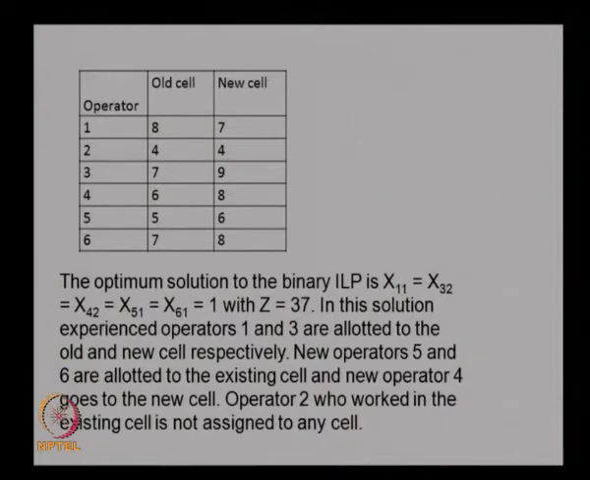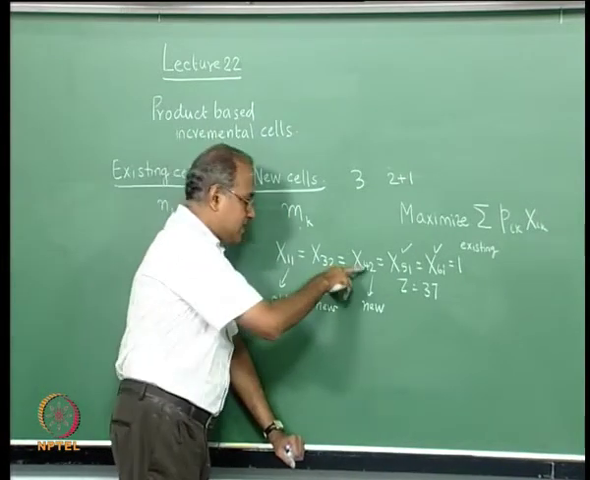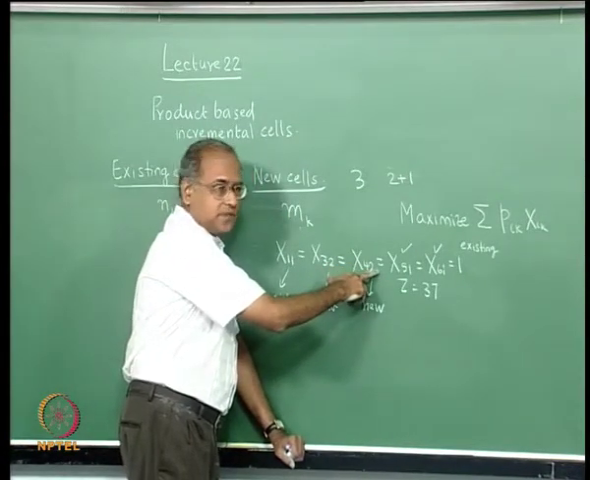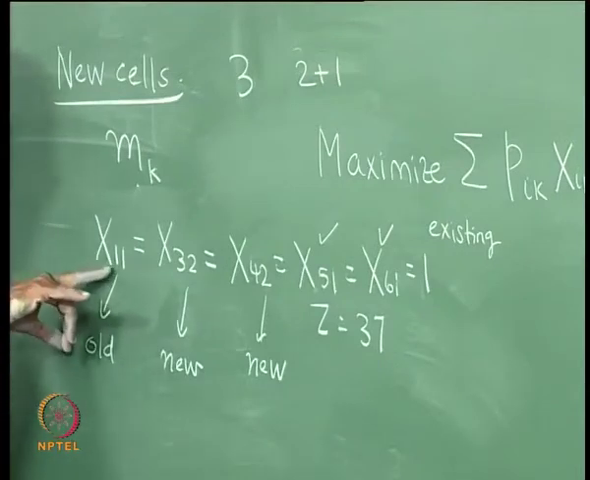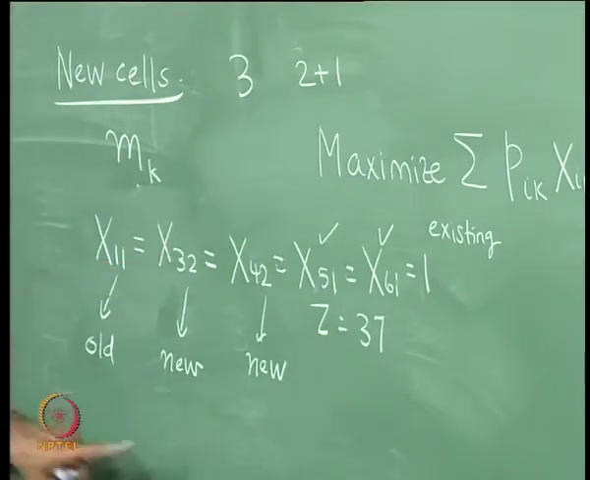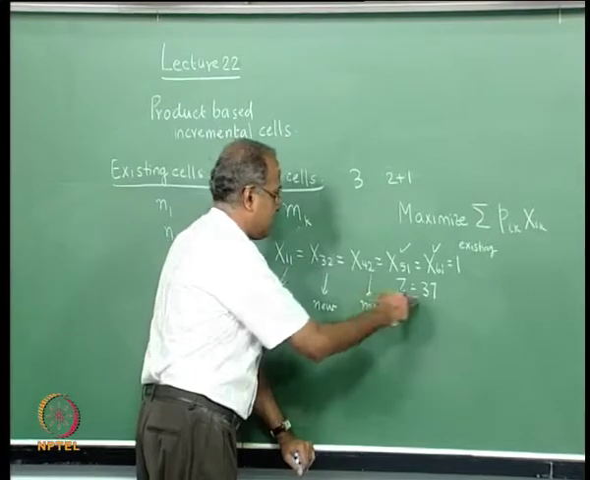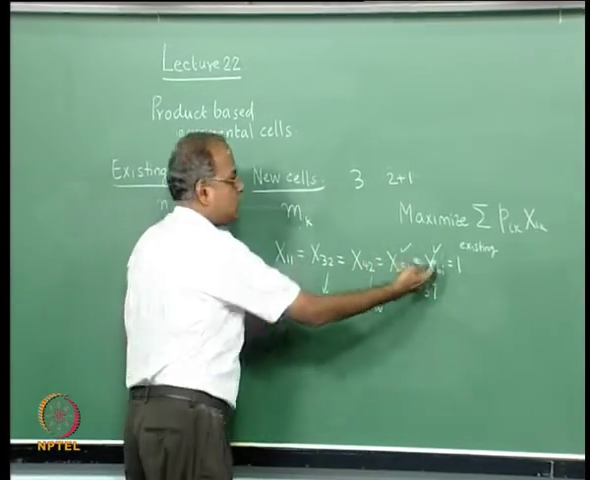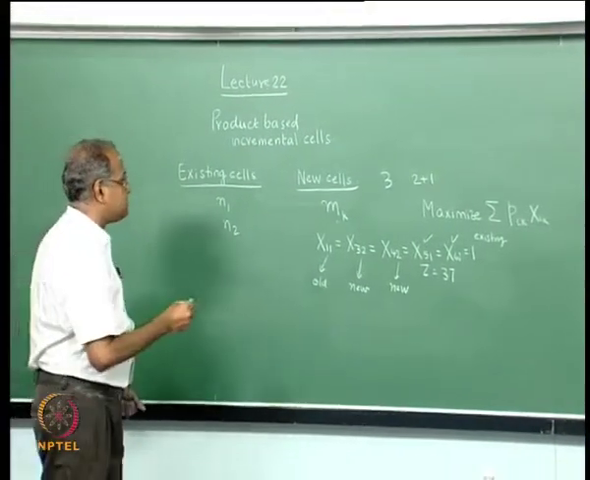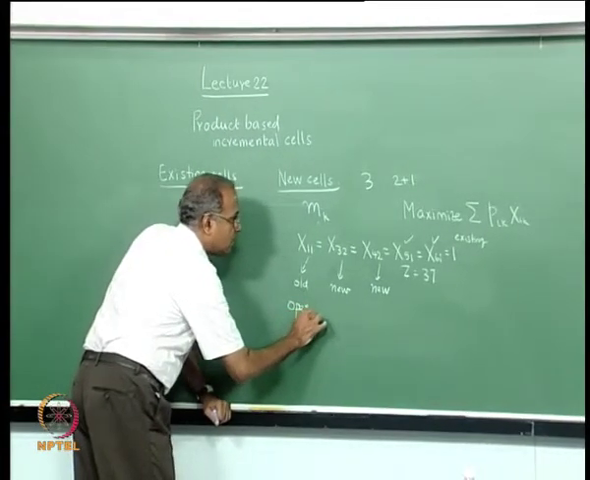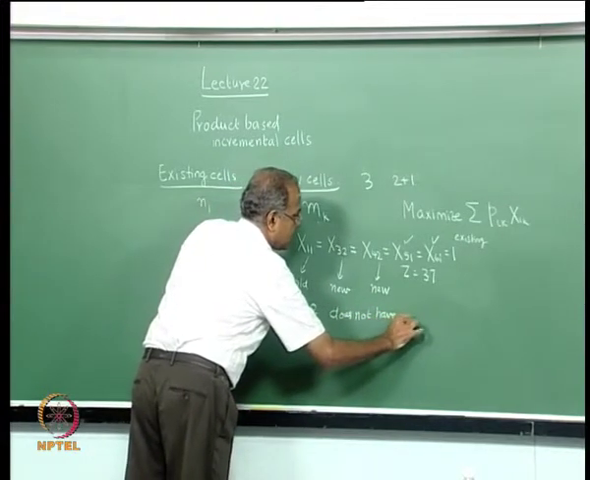Therefore, this model has picked all 3 new operators. One new operator will work in the new cell and the other 2 new operators will work in the old cell. One of the persons working in the old cell comes to the new cell, so there is one gap here. So these 3 people are there, and 2 out of the new people go back to the old cell, and operator number 2 does not have any allocation.